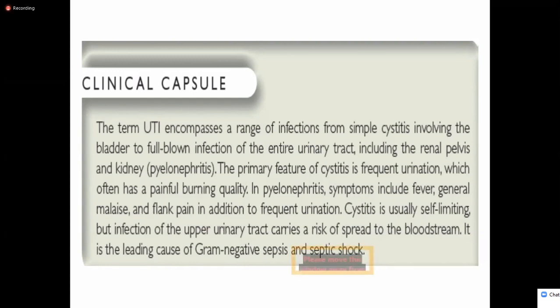Cystitis is usually a self-limiting disease, while in pyelonephritis, the urinary tract infection may spread to the blood, and this spread of the microbes to the blood causes septicemia and septic shock. So it is very dangerous sometimes. So you have to treat pyelonephritis aggressively using antibiotics. Usually we use antibiotics intravenously.